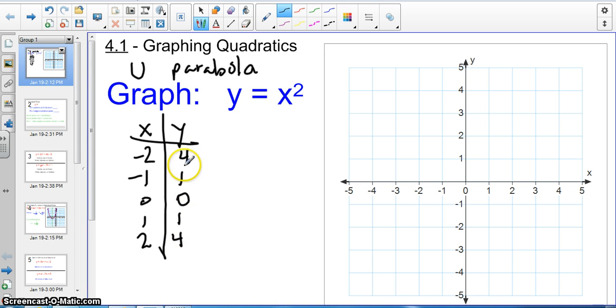Now if you notice, there's a pattern here. I started at 4, went down to 1, went to 0. Then I'm going back up to 1 and back up to 4. My lowest point is my vertex. It also could be my highest point.